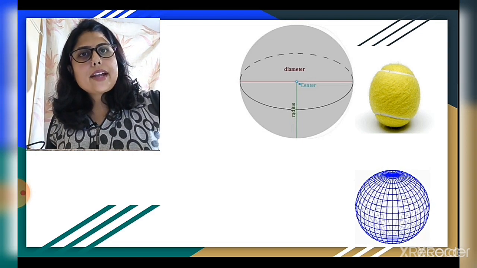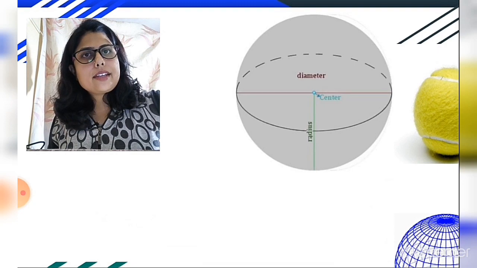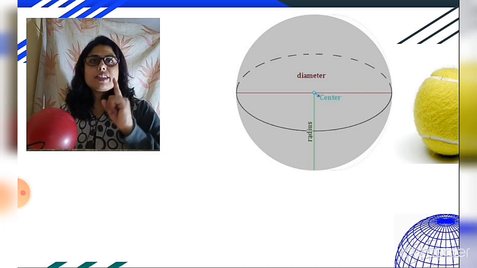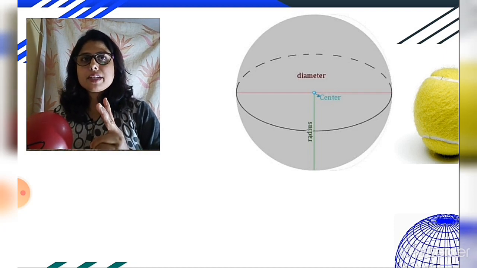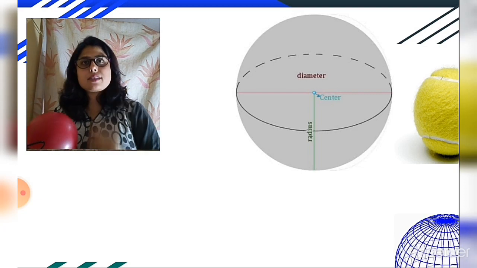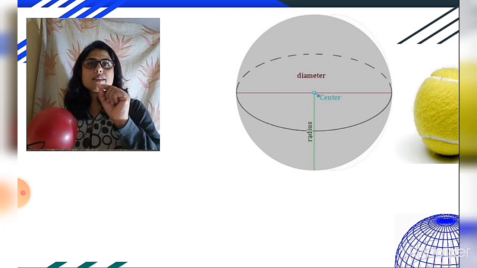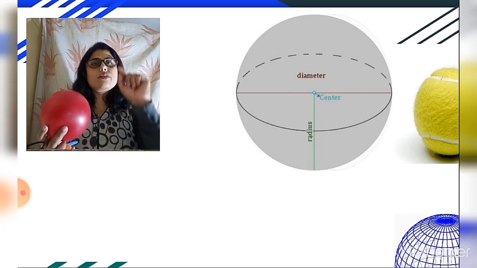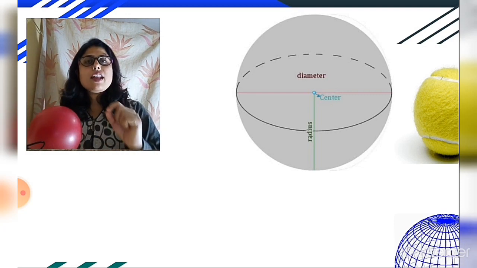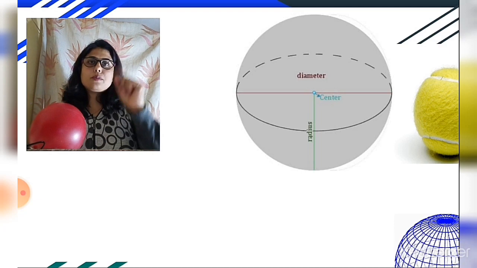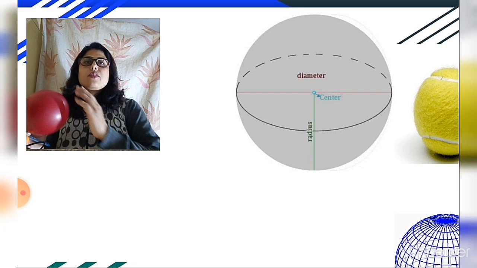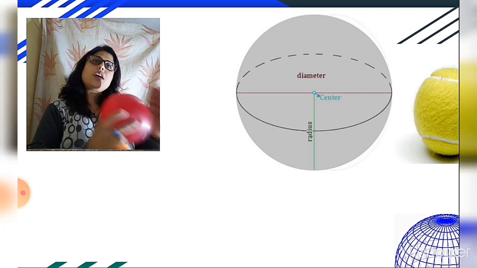So, the sphere, you can see on the screen. I'm trying to zoom in now. Give me a second. Yes, here on screen in the diagram of the sphere, you can find one center, the second thing is the diameter, and the third thing is the radius. The center is found at the center of the sphere. From that center to the end of the sphere, that portion is called the radius, which is always of equal length from the center to any point on the sphere. And the diameter starts from one end of the sphere up to the last end.